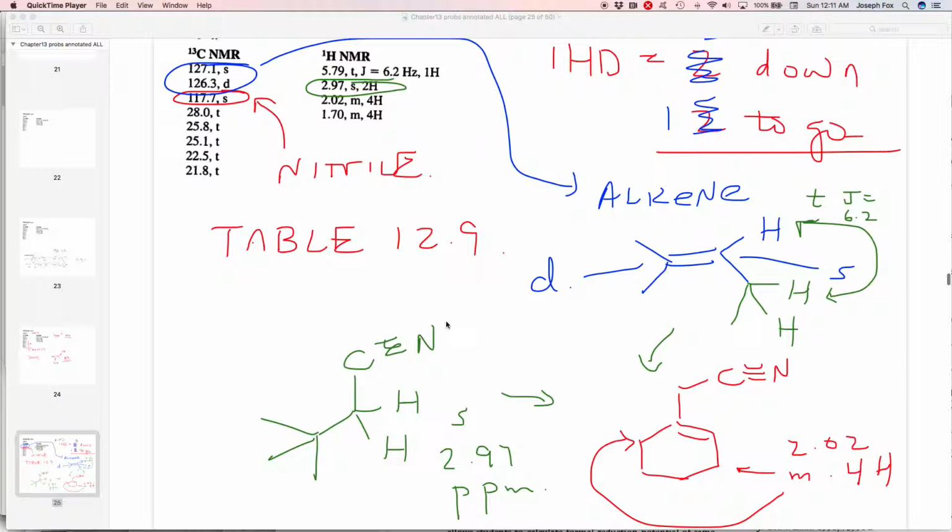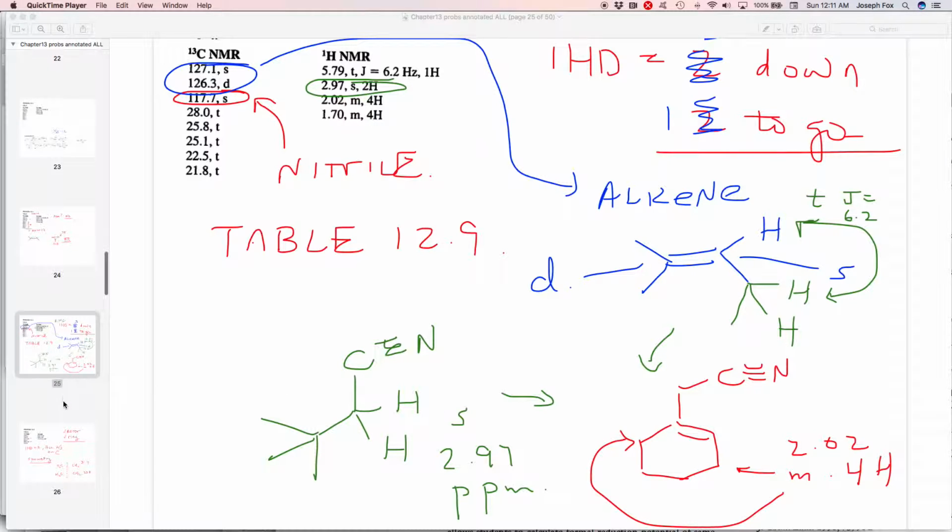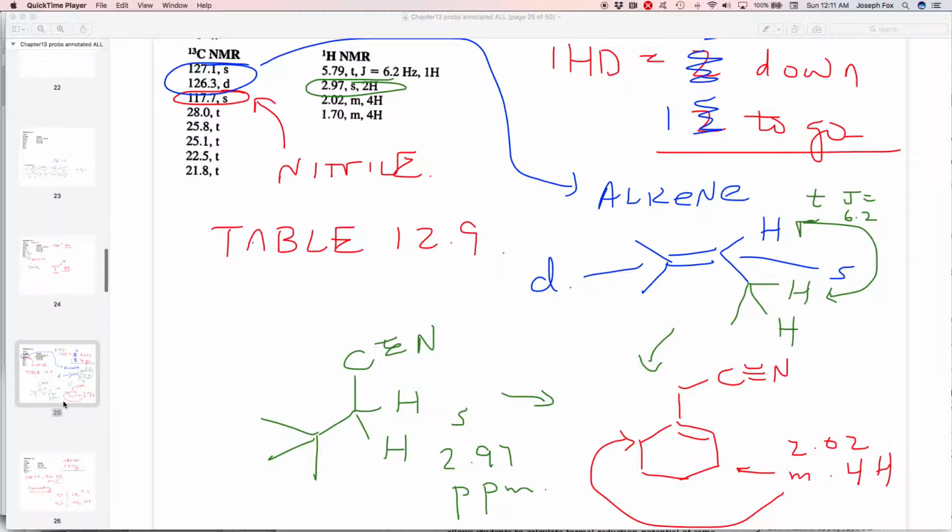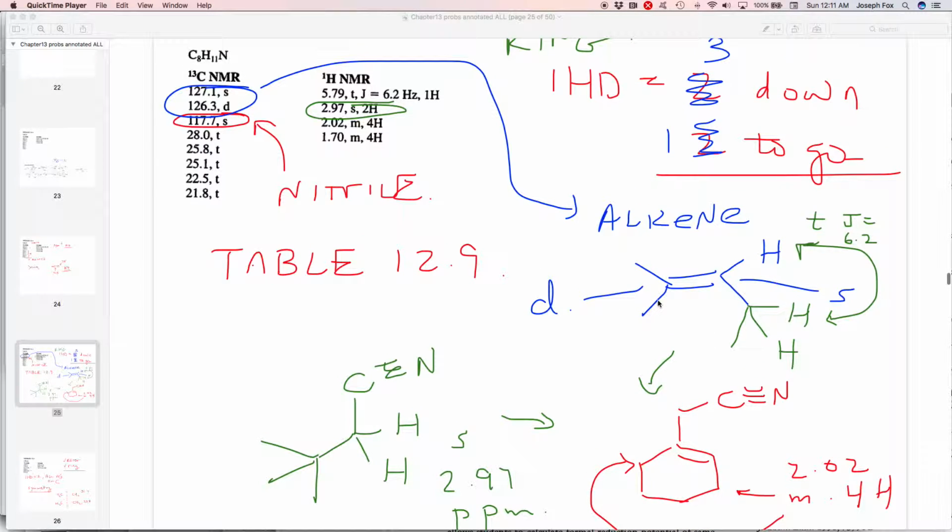Okay, so if we go and look at our structure, we have a doublet and a singlet. I have these drawn backwards. This should be the singlet, and this should be the doublet over here, but we have a doublet and a singlet for the alkene. We have a hydrogen attached to one piece of this alkene, and then we have a nitrile functional group.